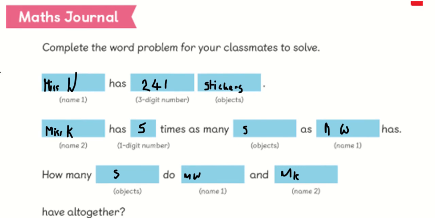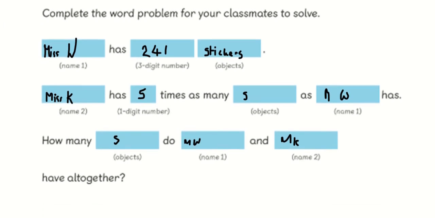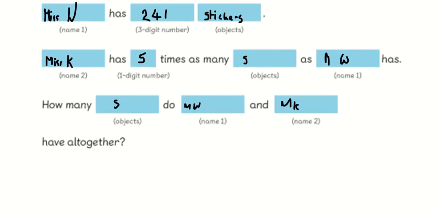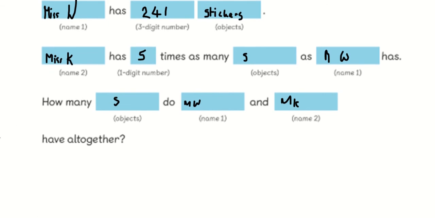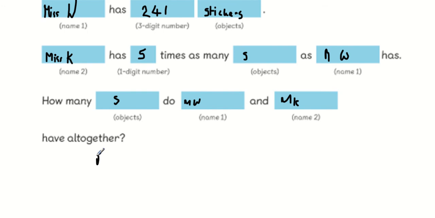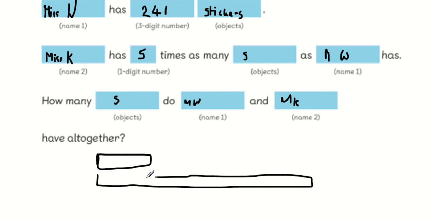Okay, let's have a look then. We just need to take Miss Waterall's stickers and times them by 5. We could do a bar model even. Here's Miss Waterall's stickers, 241. And Miss King has 5 times as many. Huge bar then. 1, 2, 3, 4, 5. They are meant to be the same length. Okay, there we go. So Miss Waterall has 241.